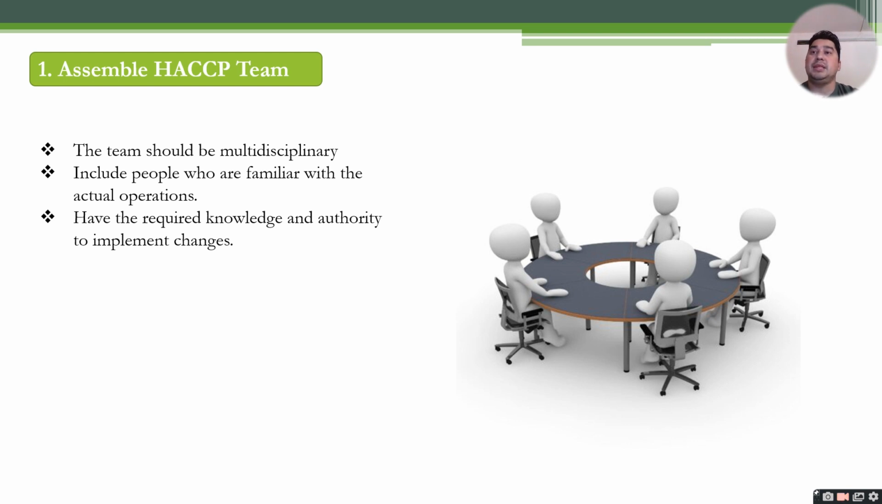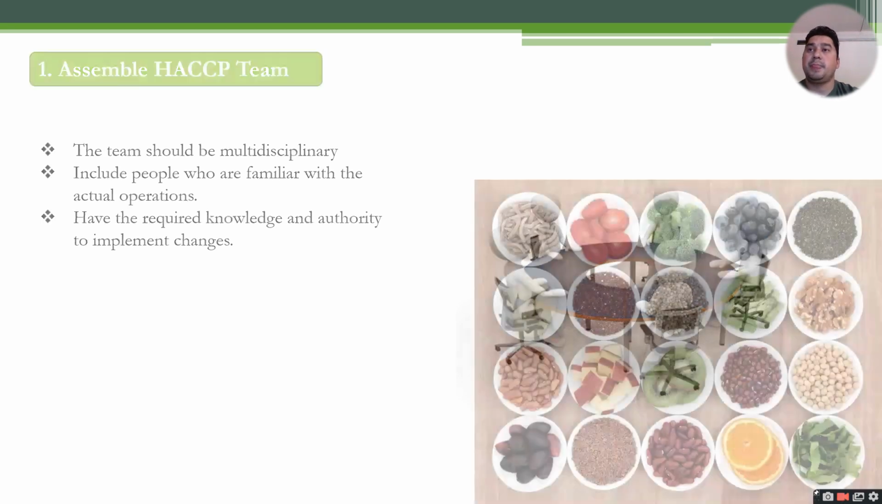People who are familiar with the actual operations. Do not involve people who don't know anything about the operation of their department. Involve those people who have proper knowledge about the operation of their department, and who have the required knowledge and authority to implement changes. They should have adequate knowledge, and they should have the authority to implement changes in their particular department whenever you are selecting people for the HACCP team. So these are the things you need to be concerned about.